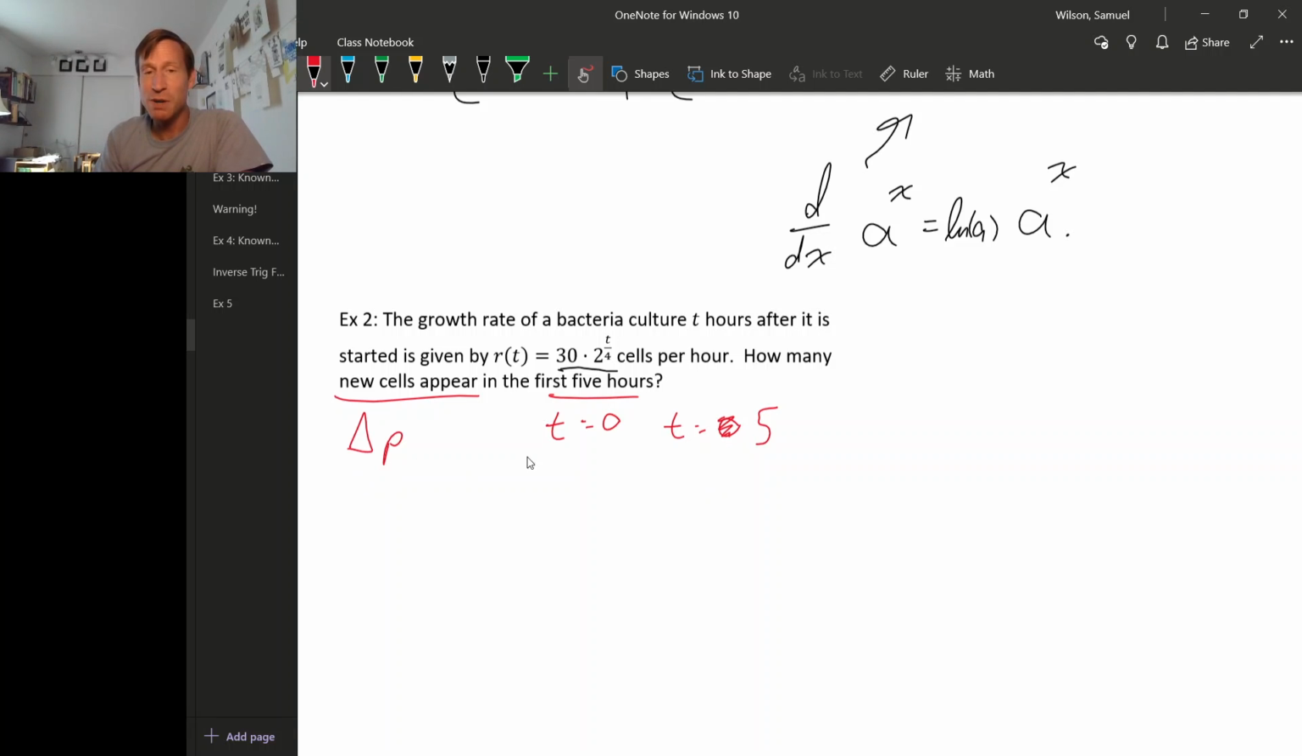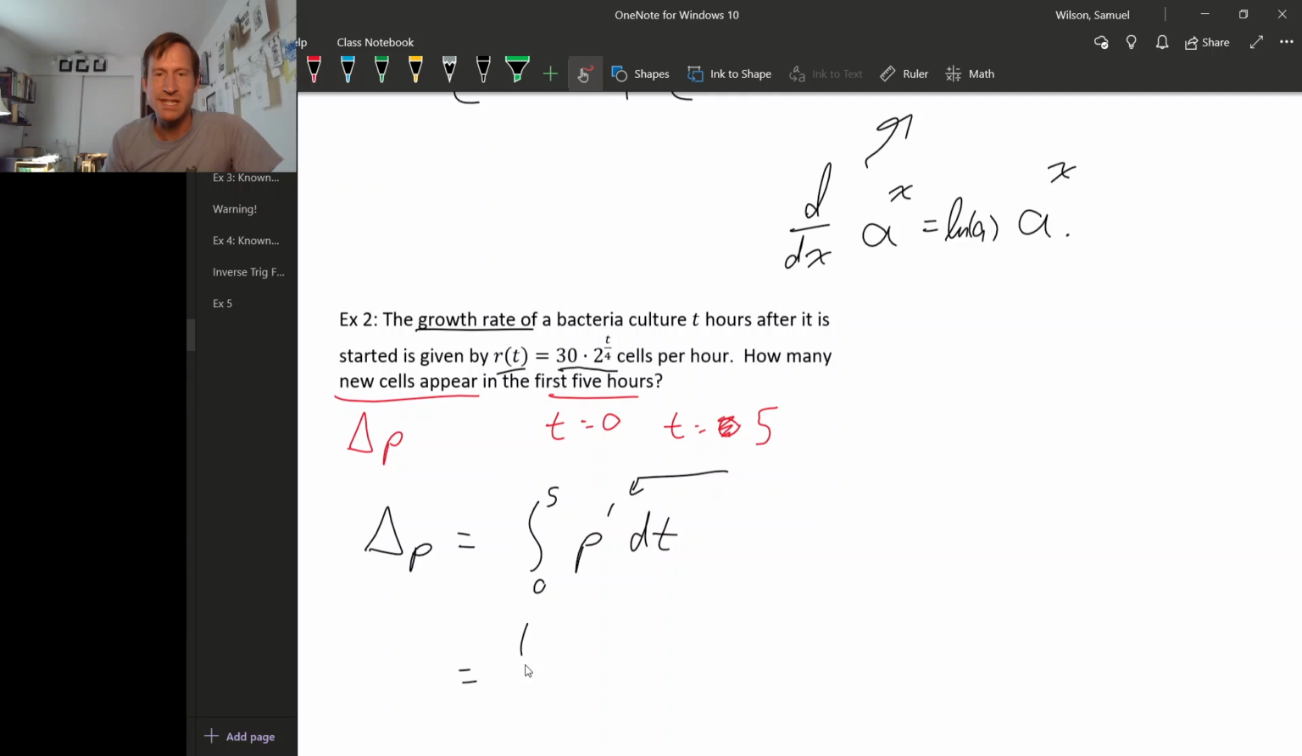We're looking for a change in population over a certain time, and the so-called net change theorem says that the change in population is the integral of the derivative of the population function. Of course, this is from 0 to 5. But the rate of change of the population, that's the growth rate, which we have here. I called it r of t. So what we really need here is just to integrate from 0 to 5 r of t dt.